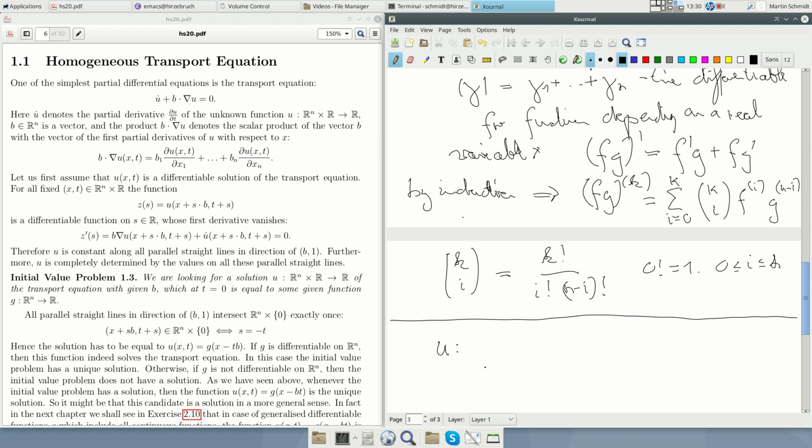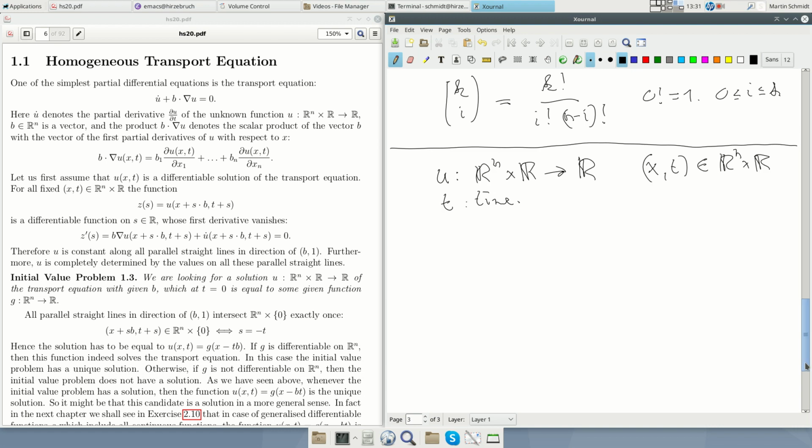In this situation, this is a real function on the Cartesian product of R^n with R, and the elements we denote by (x,t). So x is a vector in R^n as before, but in addition we have t, and t typically stands for time. Whenever we have such a situation, we will also meet it in the heat equation and in the wave equation later. So this will show up in more situations.